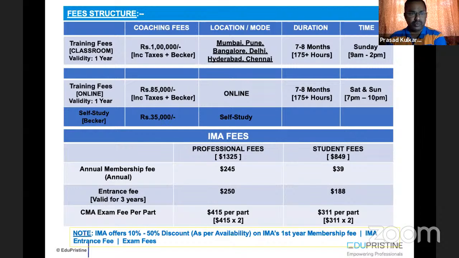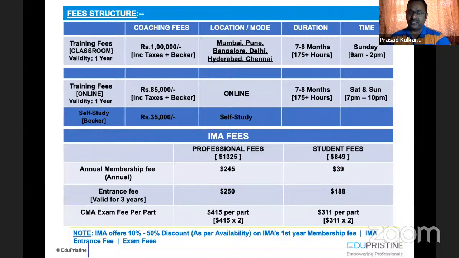And if you don't want to go through the training classroom or online, and you just want the self-study material, it is 35,000 rupees. You can study on your own. You will have all access to the online course content and the textbooks, etc. That is 35,000.